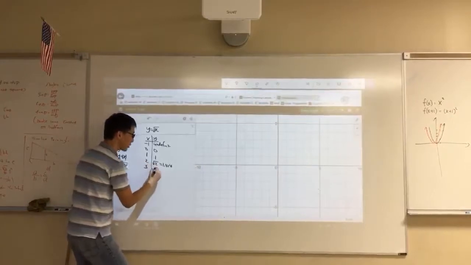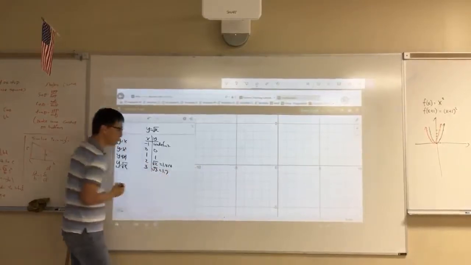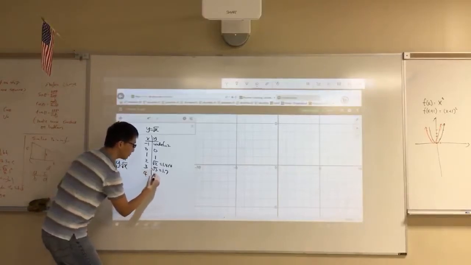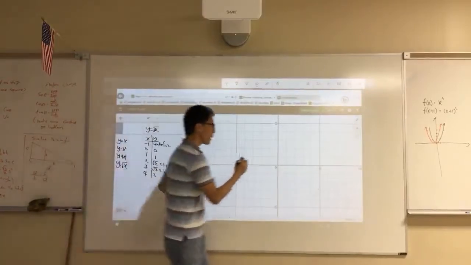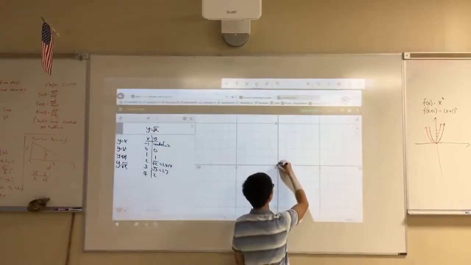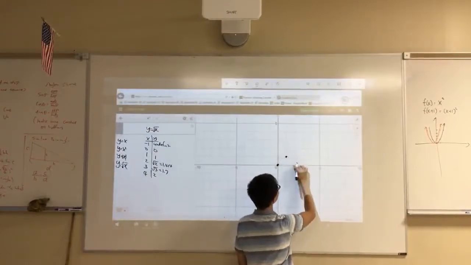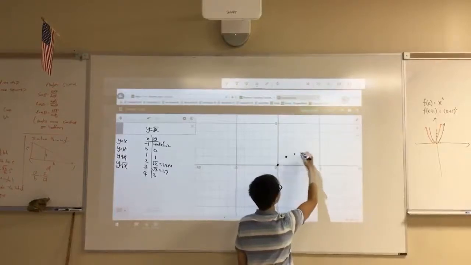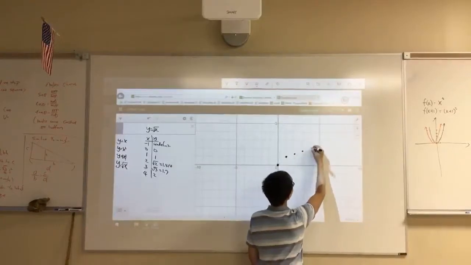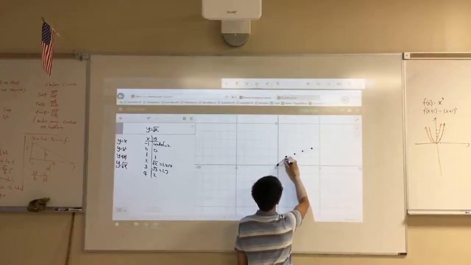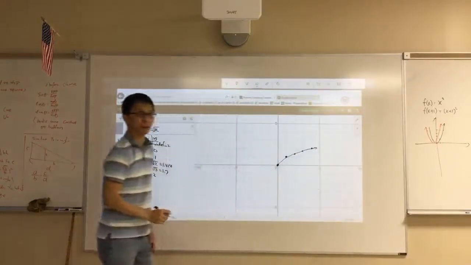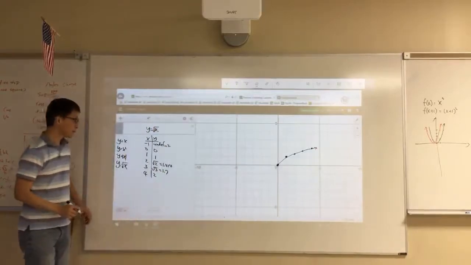Square root of 3 is actually 1.7. Square root of 4 is 2. So you're basically going to build this graph: 0, 0; 1, 1; 2, square root of 2 is right here, roughly 1.4-ish; and 1.7. What's the square root of negative numbers? It's not defined for now.